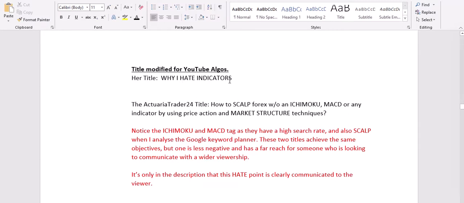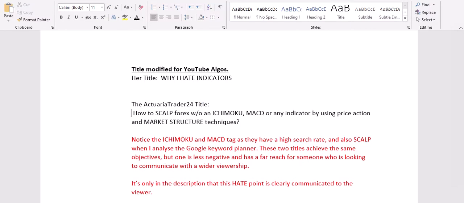She says she hates the indicators. Okay, that's quite good. Granted, those are your feelings, but when you're going to put the title up, this is what you need to be mindful of, is that you need to put something that is clickbaity. You need to put something that is going to assist in being lined up or being queued up. So this is a title I would recommend: how to scalp forex without any Ichimoku MACD or any indicator, by using price action and market structure techniques.